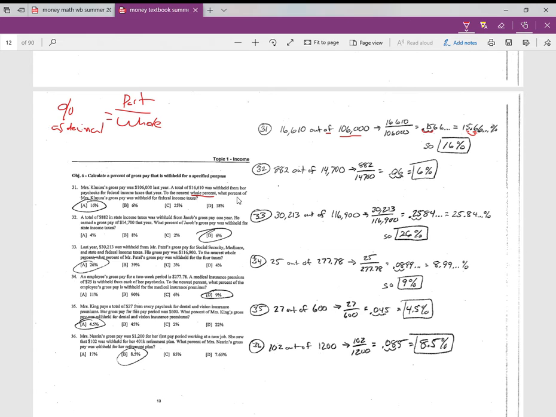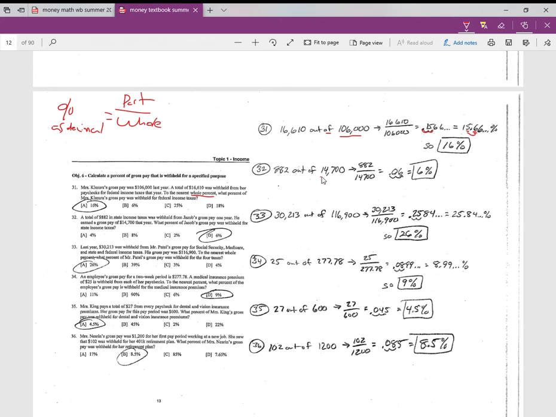Okay, so again, don't look at the order that it was said. You have to look at, in a way, what was withheld out of what. So 882 was withheld out of the 14,700. Even though in the first problem, the gross pay was mentioned first and then the amount withheld, here, the amount withheld is first, gross pay is second. But then just reword it like this: the 882 was withheld out of the 14,700.